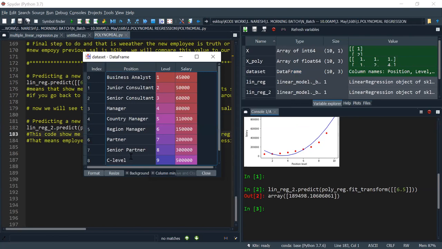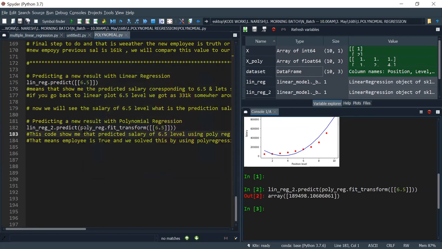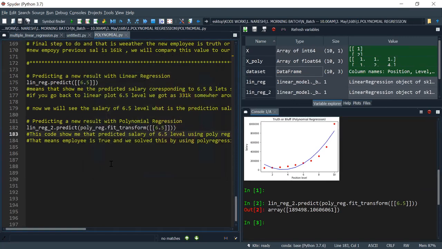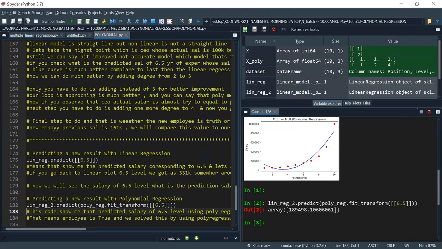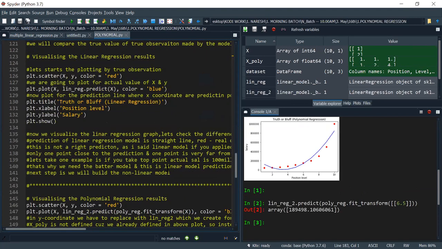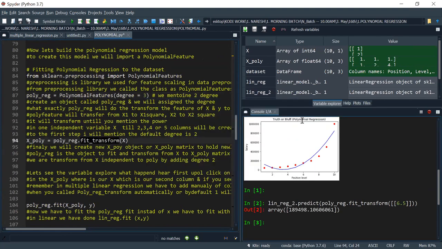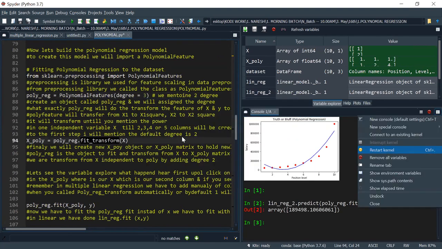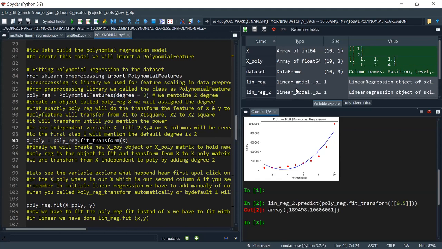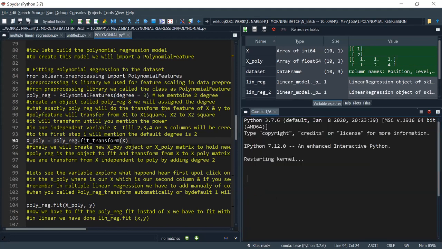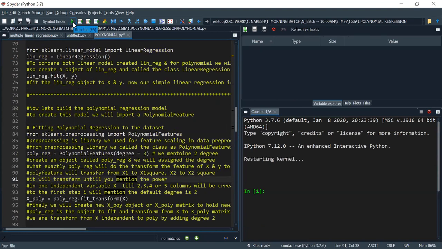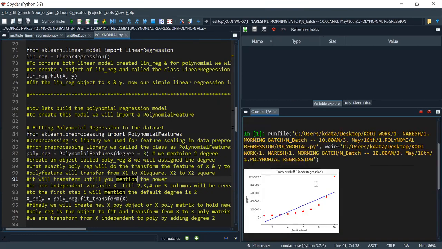So here degree equals 3. Yes, I'm doing hyperparameter tuning. The default was 2, and let me change it to 3 and do it. Just one second, it's restarting. Let me execute the entire kernel over here. Let's see how exactly I'll get my graph.